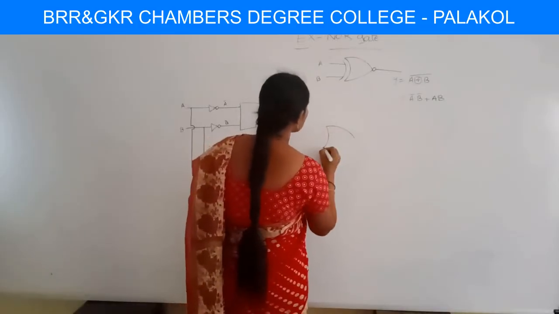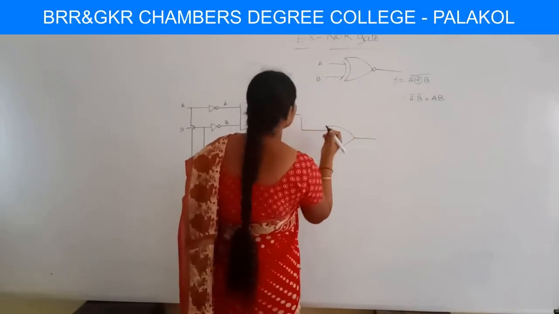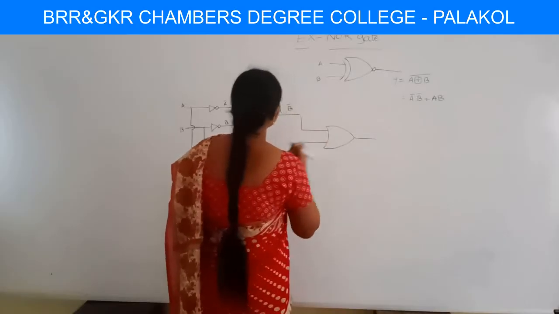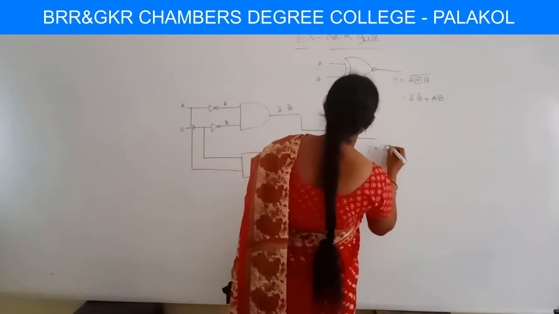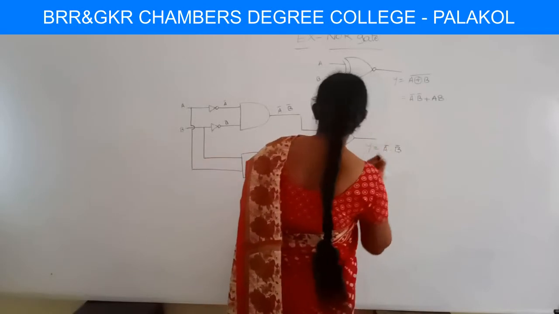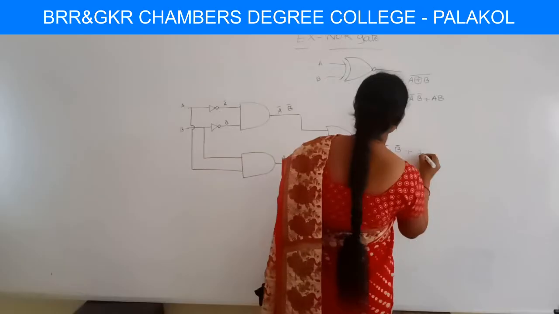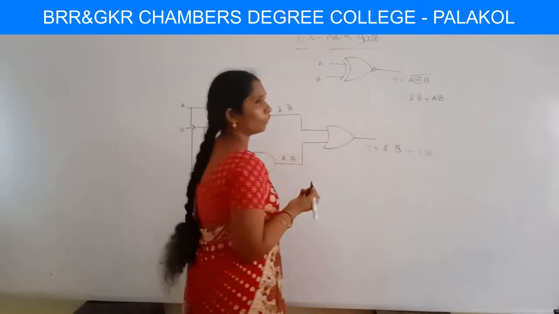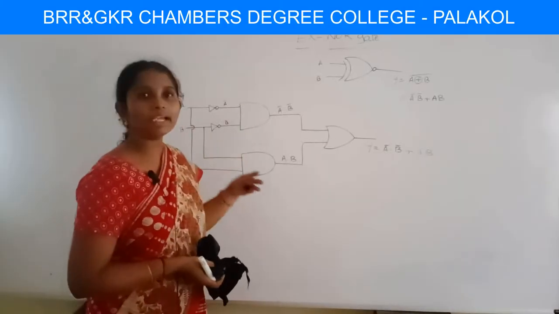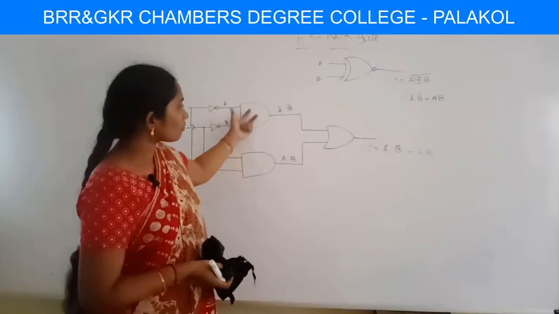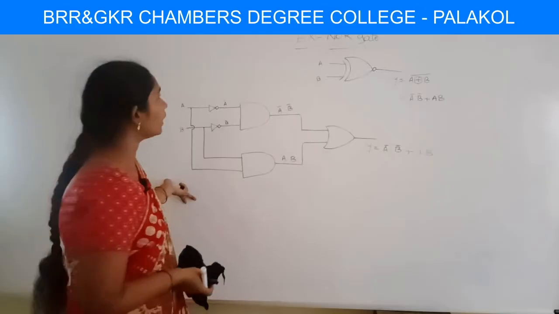Therefore the OR symbol for this gate is, that is, Y is equal to A dot B bar plus A bar dot B. Okay, so likewise you have to realize all the gates by using these normal basic gates.